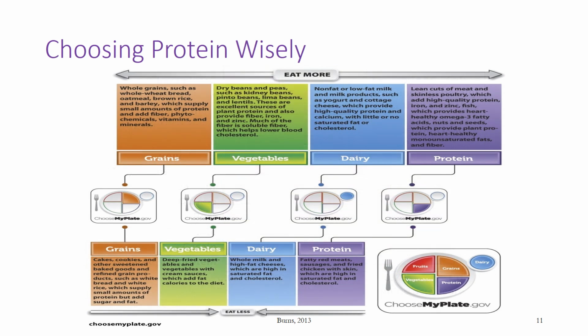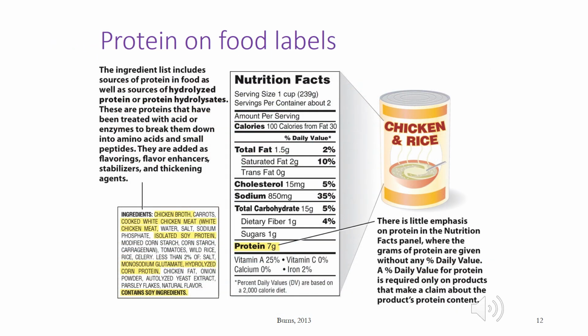The meat and beans group and the milk group provide the most concentrated sources of protein. Dry beans and peas are the most concentrated sources of plant protein. These may be included in the vegetables group or the meat and beans group. There is very little protein in fruits. There is little emphasis on protein in the nutrition facts panel, as we tend to get enough. If you had an allergy to soy, would this soup be a safe choice?